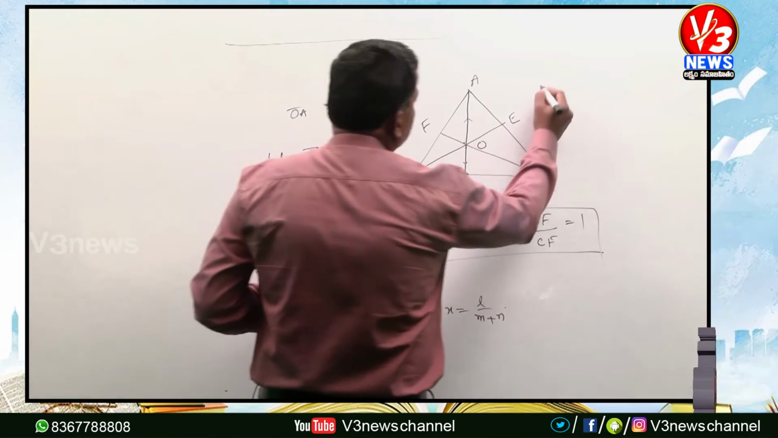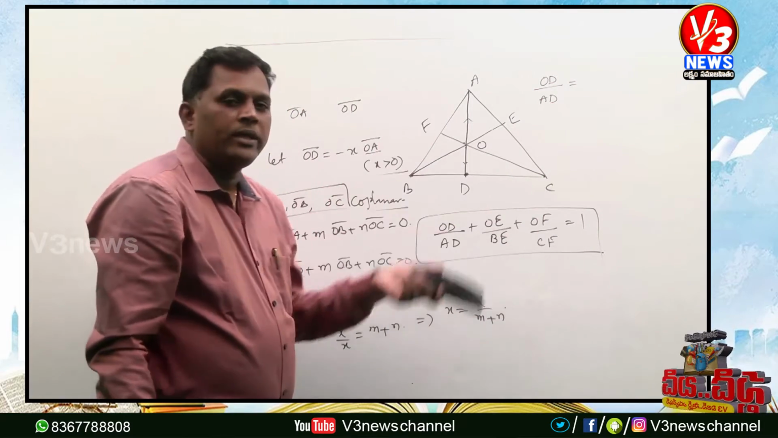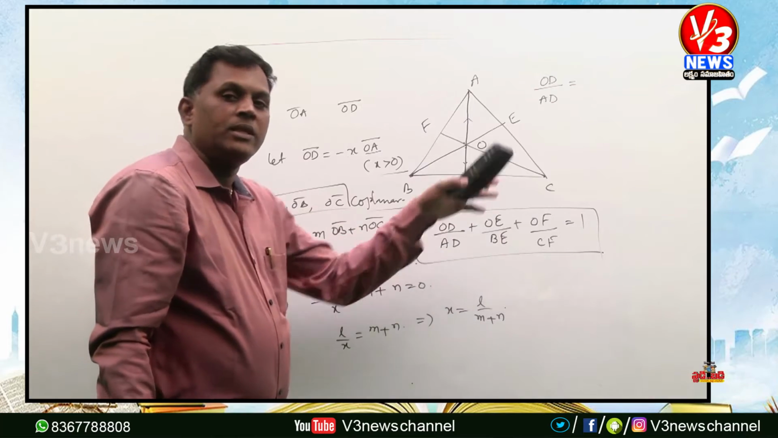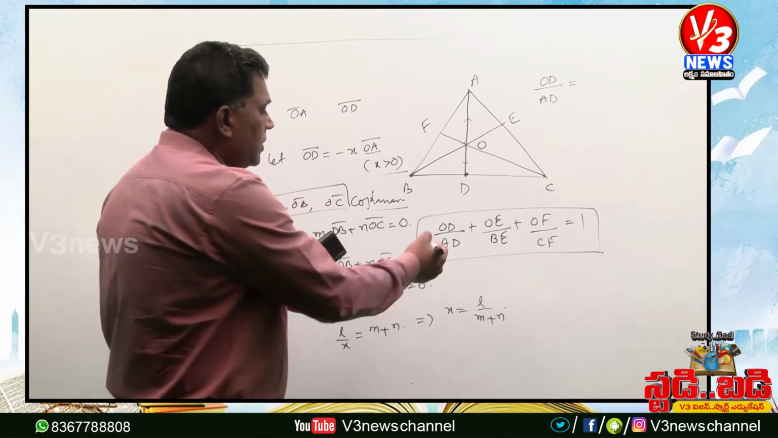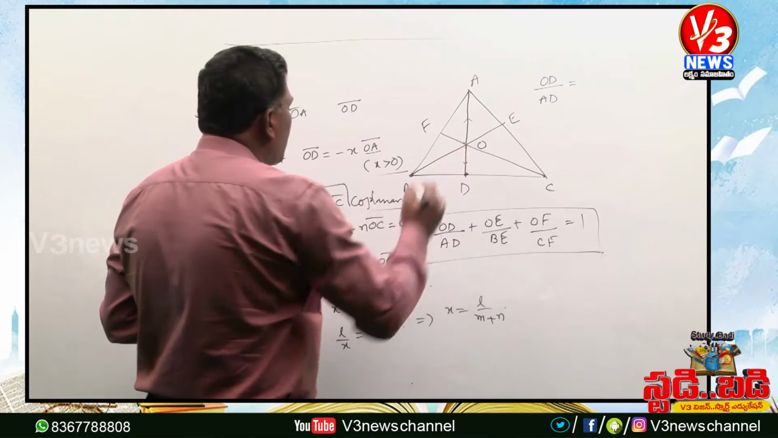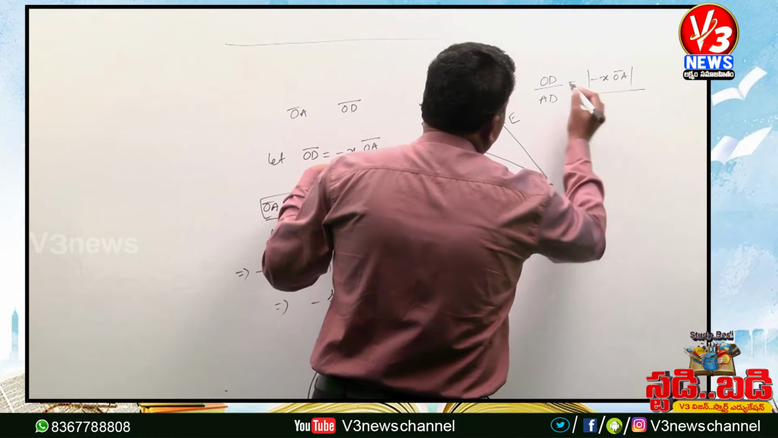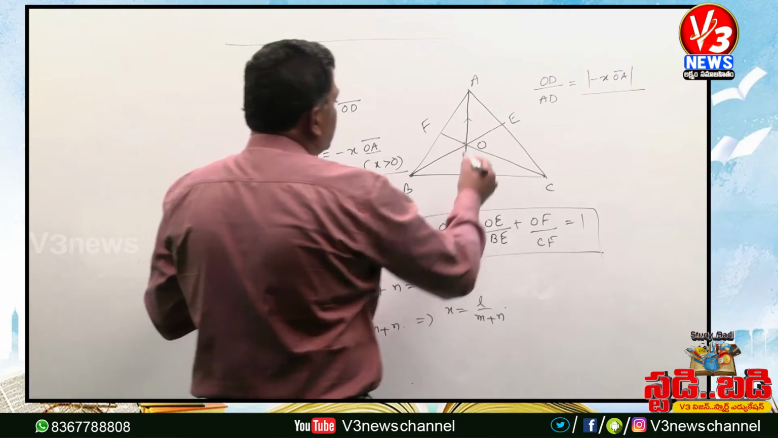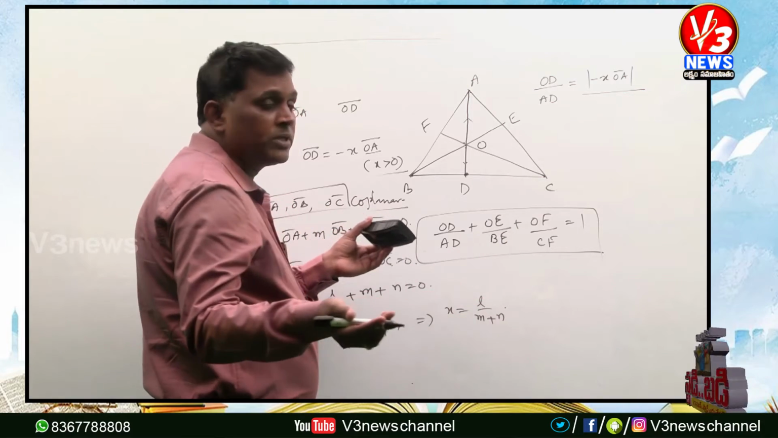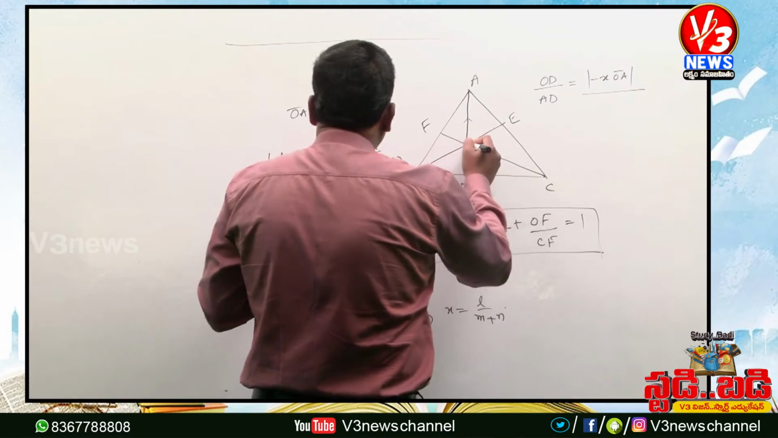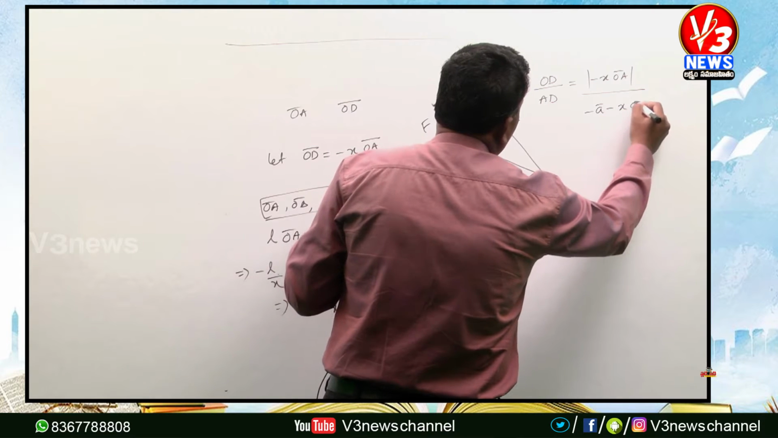Now, OD by AD, because you require this one. Similarly we get the rest of the two also. If we get one ratio, similarly we can write the other two. Now OD by AD: the vector OD bar is taken as minus x OA bar, and its modulus, its length, we require. We also need AD. Now AD is AO plus OD. Why don't you write AD as AO plus OD? Now here OA bar is A bar, AO will be minus A bar, and OD is minus x OA bar.